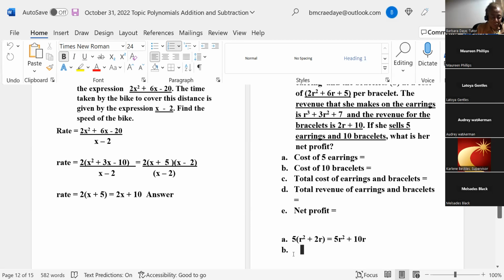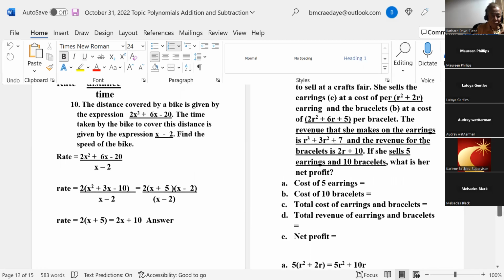How many bracelets did you sell? 10? Yes. What's the cost of one bracelet? Where is it, the cost? Right here. The cost is 2r to the second plus 6r plus 5. That's the cost of a single bracelet, right?